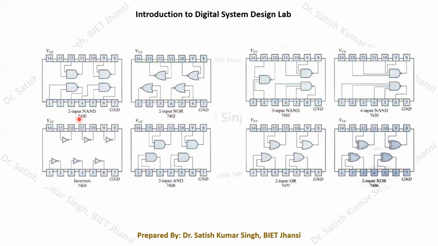Here we have 7400 as a NAND gate, but it is a 2-input NAND gate. And here we have 7410, which is a 3-input NAND gate. So how many NAND gates can we accommodate within this IC? Only 3 NAND gates. Similarly, we have 7420, which is a 4-input NAND gate, and we can accommodate 2 such NAND gates. For the 2-input OR gate, the IC number is 7432.